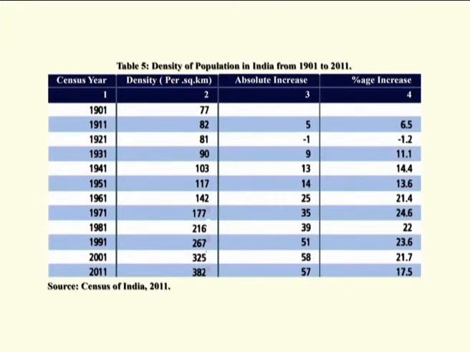The table shows that the percentage increase in density of population in India has been increasing until 1971, and since 1991 the density of population in India is increasing at a declining rate. In the last decade, that is during 2001 to 2011, the rate of increase in the density of population has been 17.5% as compared to 21.7% during the previous decade, that is 1991 to 2001. Still, the density of population in the country is very high and is a serious matter of concern.